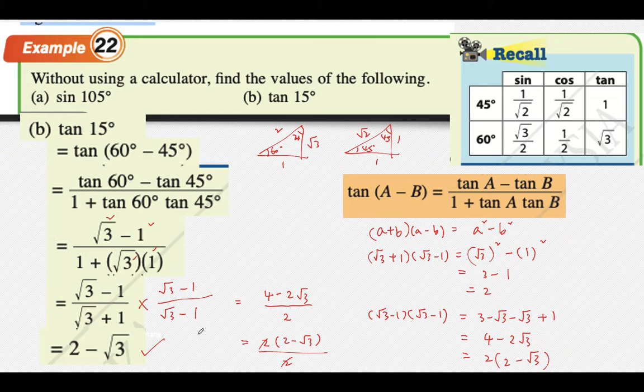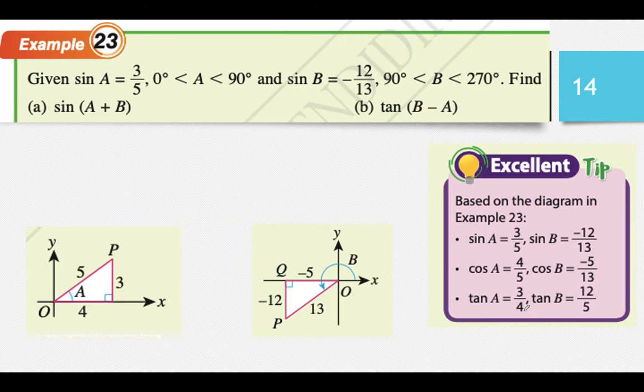Okay, example 22. Okay, now, example 23. Given sine A is 3 over 5, opposite over hypotenuse, given. And given is first quadrant, so first quadrant here. And sine B is negative 12 over 13, in the range 90 to 270, so either here or here, but here. Opposite over hypotenuse, so opposite is negative 12 here.